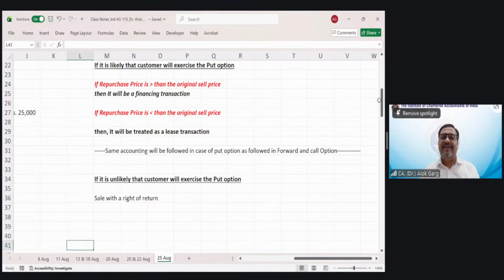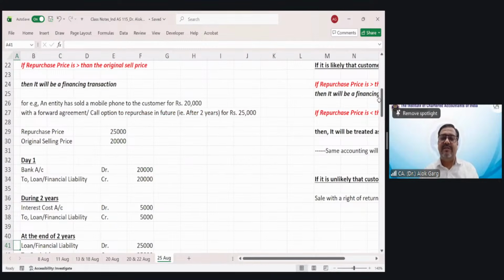Okay. So friends, have you understood or not understood this right of purchase agreement? Please tell me. समझ आया या नहीं आया बताइए मुझे. आया या नहीं आया?